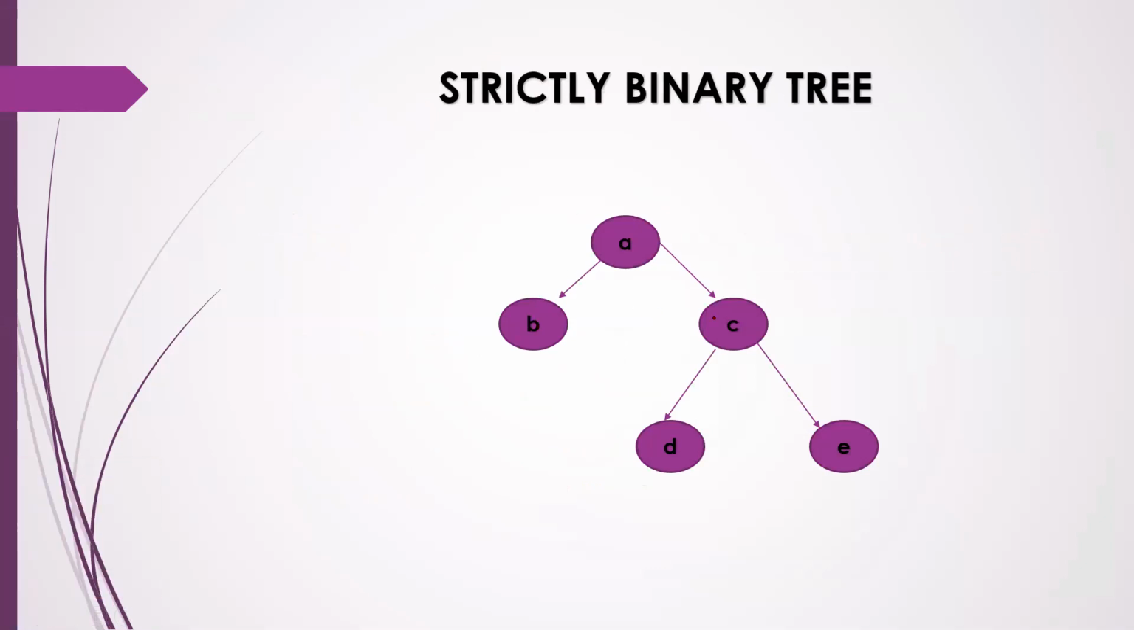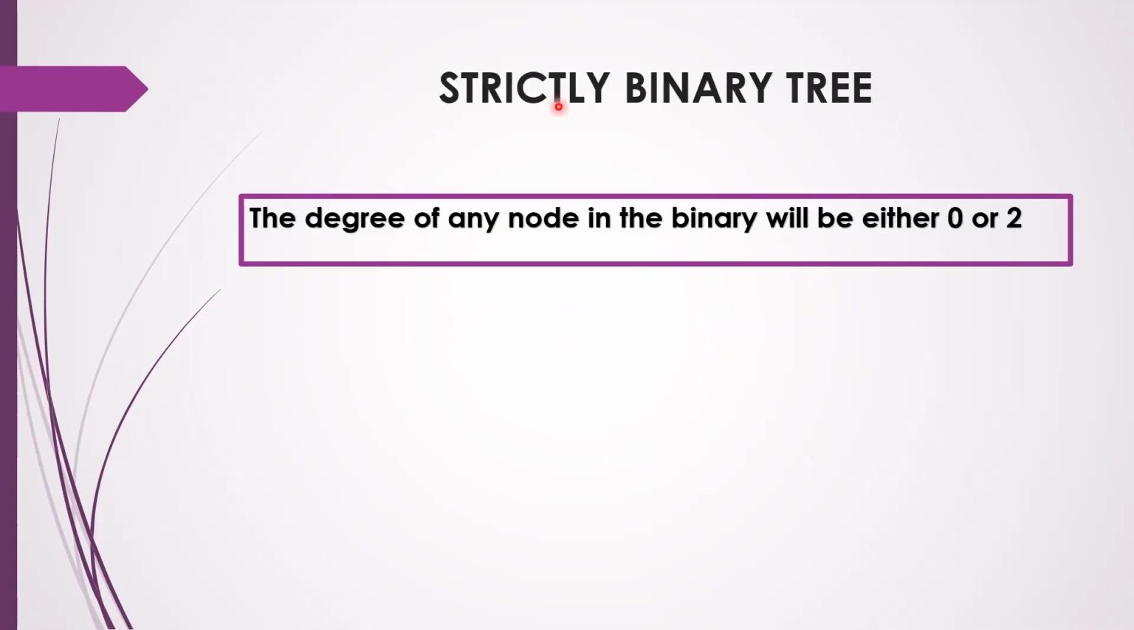Take here. So we will calculate. A has only 2 children. So the degree of A is 2. And B does not have any children. So the degree of B is 0. C has 2 children. So the degree of C is 2. D has no children. So degree is 0. E has no children. So the degree is 0. So as you can see, any node you take in this tree has degree either 0 or 2. That is what is told here. Strictly binary tree: the degree of any node in the binary tree will be either 0 or 2.